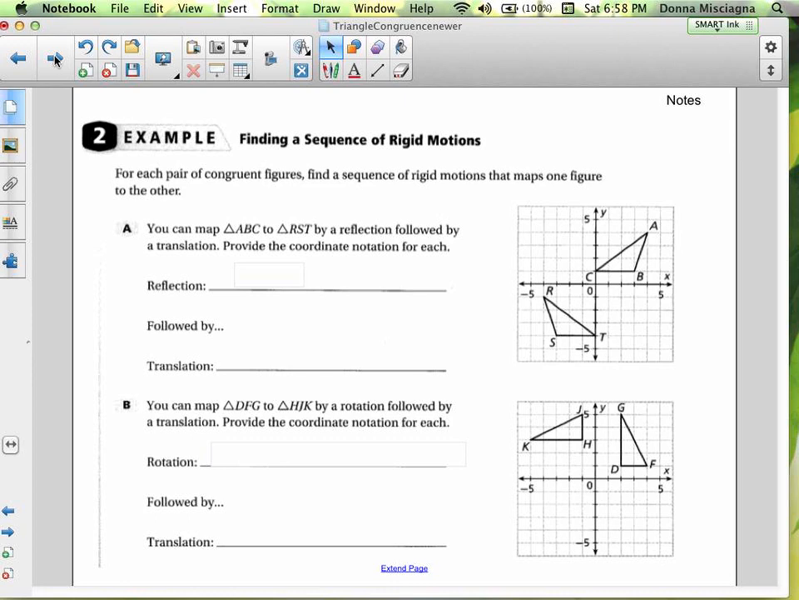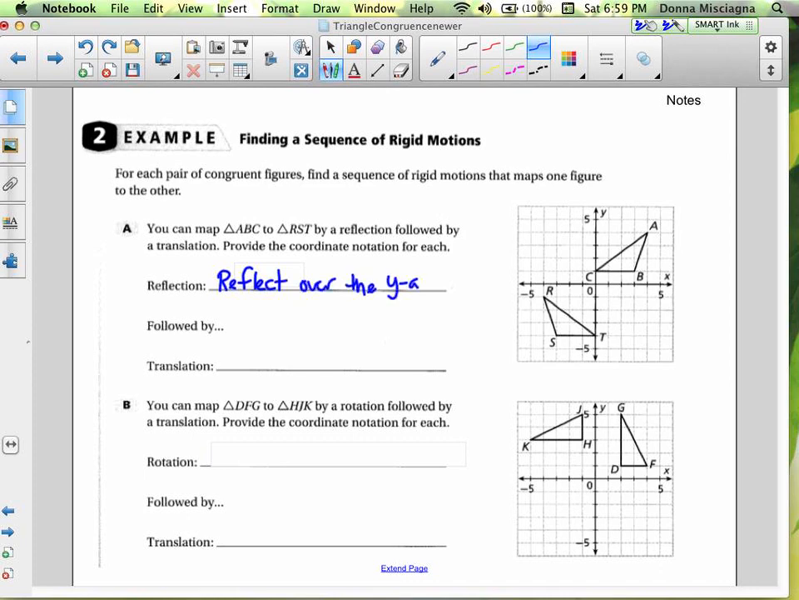Provide the coordinate notation for each. We're going to write reflection in words as well as the correct coordinate notation, and we're going to draw it in to help us out. All right, so reflection, I think you can see what we're going to reflect over. We're going to reflect over the y-axis. And then let's add the coordinate notation. Remember that's an R, y-axis, right? And that's going to change all of our points so that the x becomes the opposite, but the y stays the same. So I want you to add both in there, words and coordinate notation.